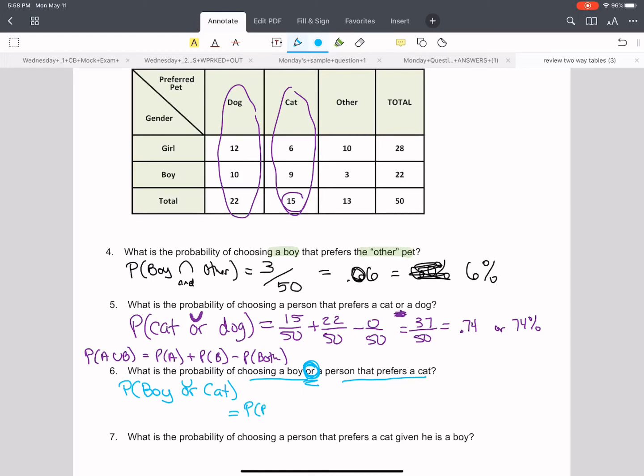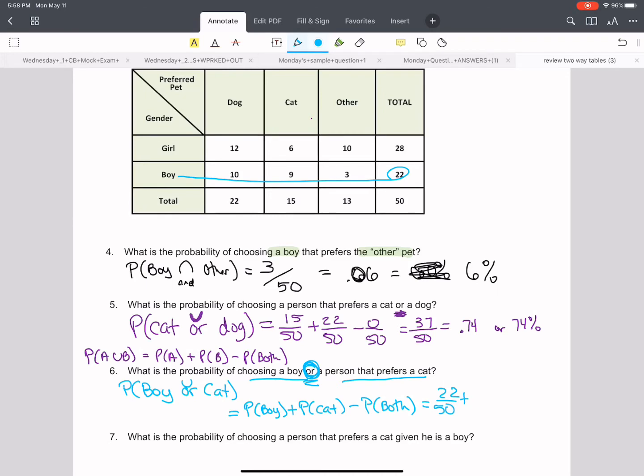That's the probability of a boy plus the probability of a cat minus the probability of both. Remember, both is the intersection. I'm going to erase this so I have it fresh again. So let's see it. The probability of a boy, that's 22 out of 50, plus the probability of a cat, 15 out of 50, minus the probability of both. That is the intersection of the two. So that would be here, where they intersect.